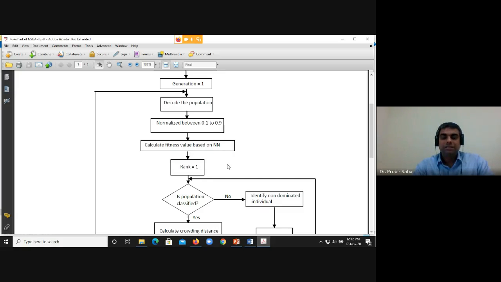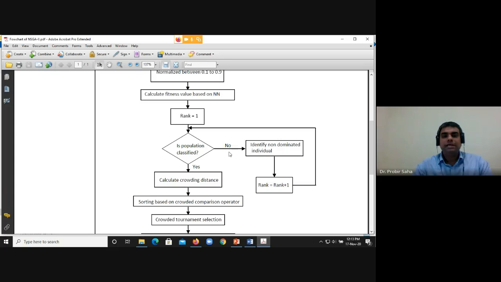Neurogenetic means I have connected a neural network and a multi-objective genetic algorithm combined. I used the neural network to find the fitness function, the hidden input-output relationship. That I have obtained with the help of this neural network, right? And when you combine the neural network with the GA, it becomes a neurogenetic technique.